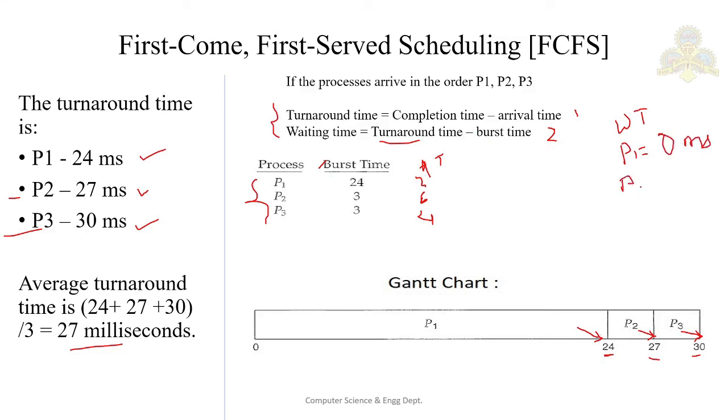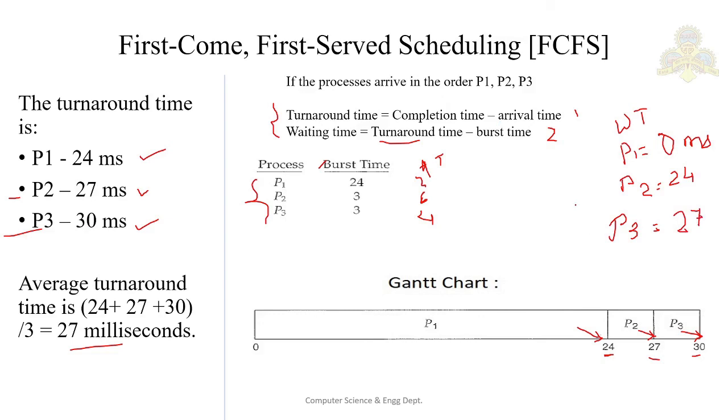Next we calculate the waiting time of P2. The turnaround time of P2 is 27 milliseconds, minus the burst time of P2, which is 3. So 27 minus 3 gives 24. Then for process P3, the waiting time is the turnaround time of P3, which is 30 milliseconds, minus the burst time of P3, which is 3. So 30 minus 3 is 27 milliseconds.